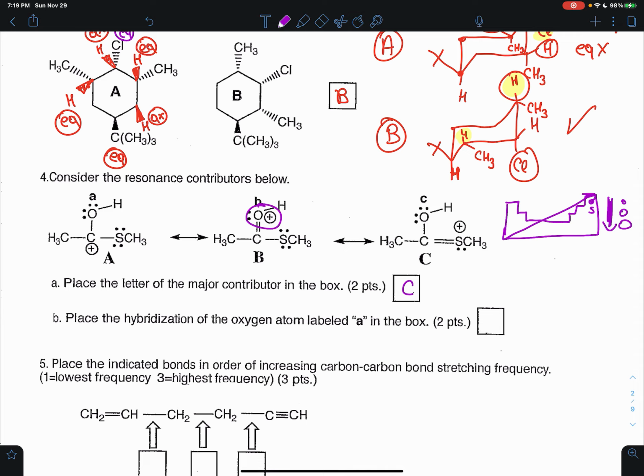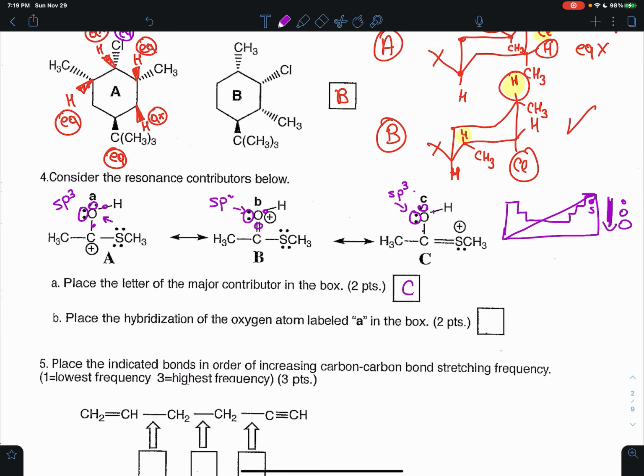Place the hybridization of the oxygen atom labeled A in the box. So we have this oxygen, but when there is resonance, you always want to look at all the contributors and then compare them. If you look at this one, we have 1, 2, 3, 4. That's an sp3 hybridized oxygen. This one right here is a 1, 2, 3. That's an sp2 hybridized oxygen. And this one is 1, 2, 3, 4. That's an sp3 hybridized oxygen.